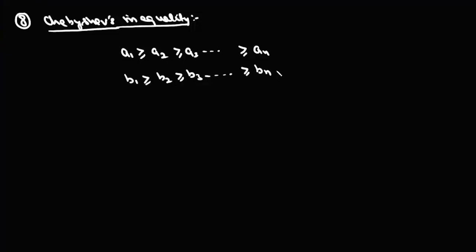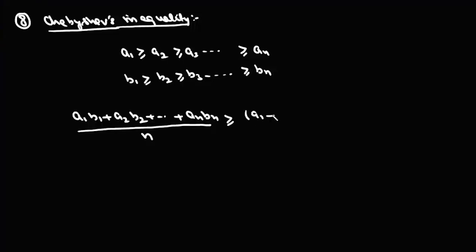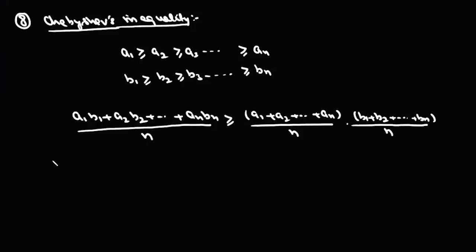Bn. Then Chebyshev's inequality says if we multiply them in the same order, then A1 B1 plus A2 B2 plus up to AN Bn upon n will be greater than or equal to A1 plus A2 up to AN by n into B1 plus B2 plus up to Bn by n.